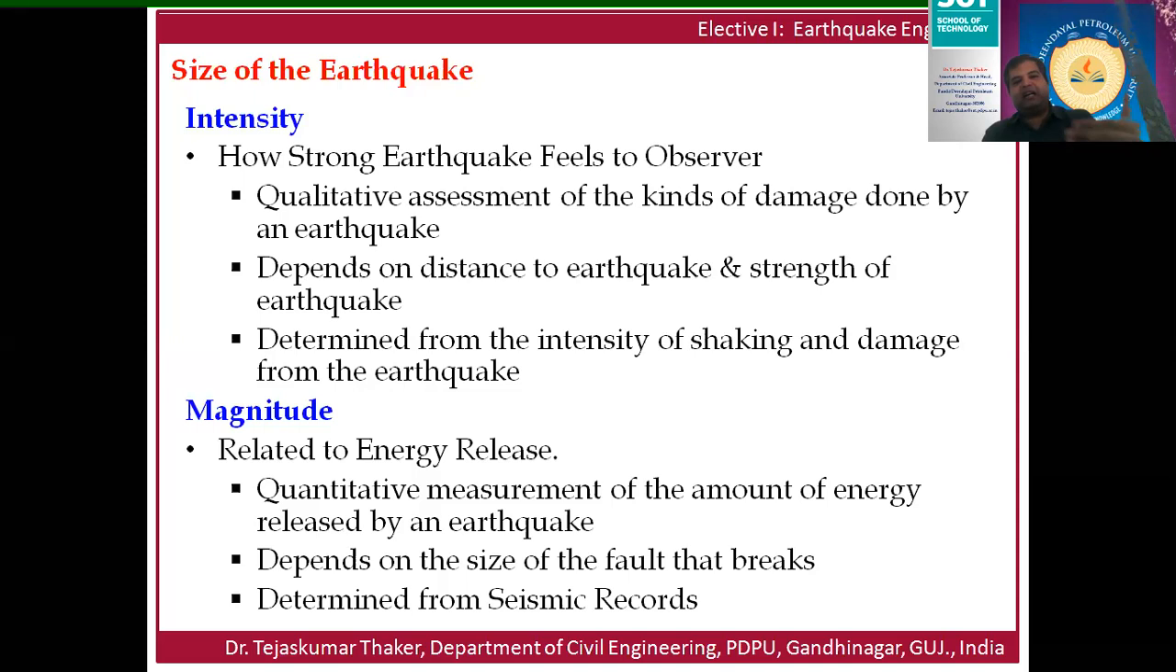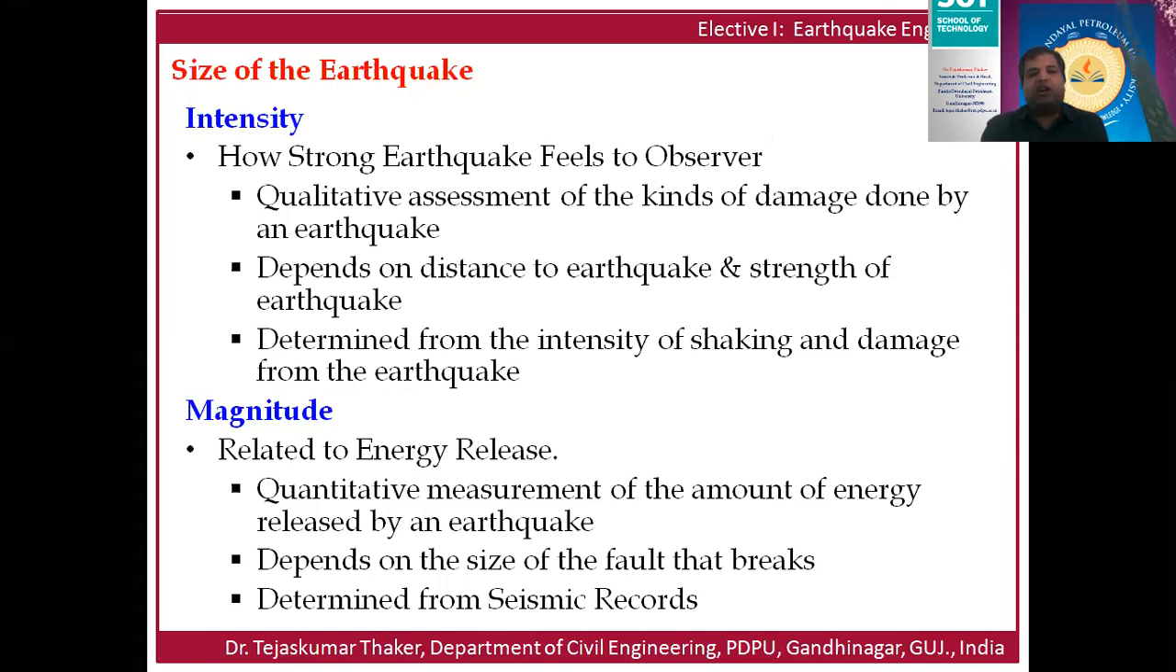Now, if you look at the other parameter, magnitude, it is related to the energy release during the earthquake. As you know, when an earthquake happens, it releases a lot of energy when the rupture happens. When you convert this release of energy into some quantity, that is nothing but the magnitude. In comparison to the intensity, the magnitude is the quantitative measurement of the amount of energy released by an earthquake, depending upon the size of the fault that breaks.